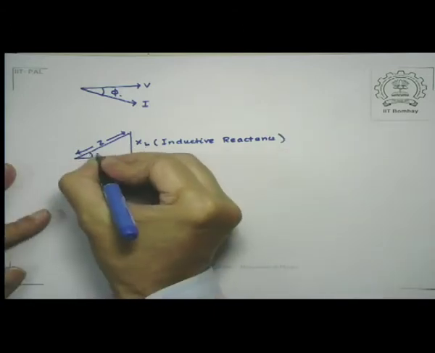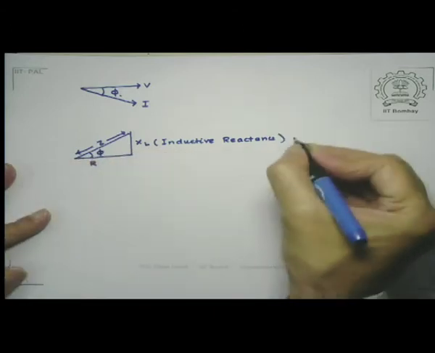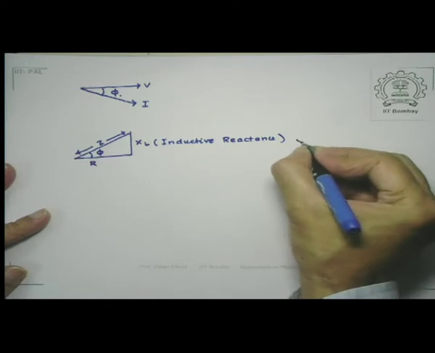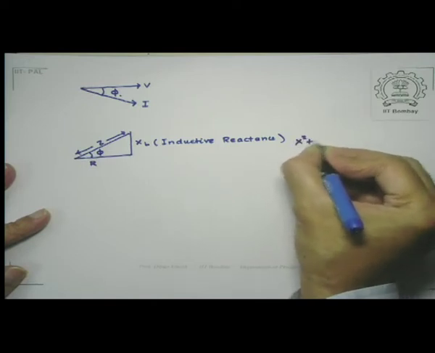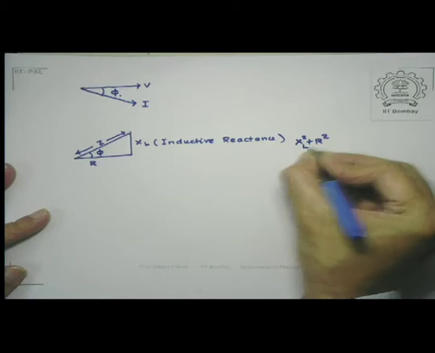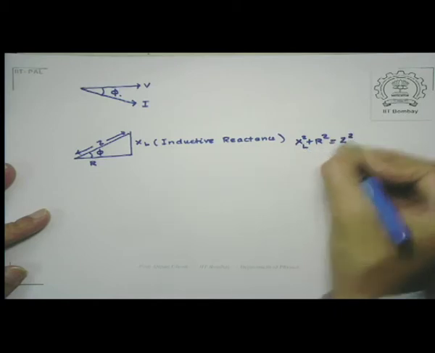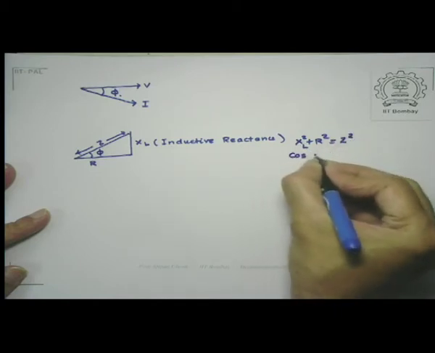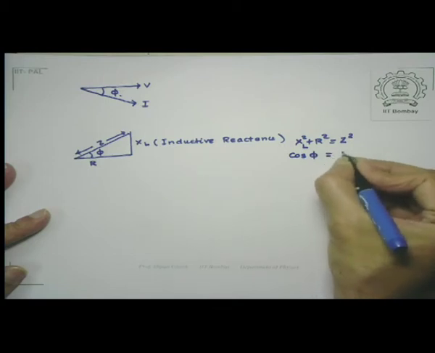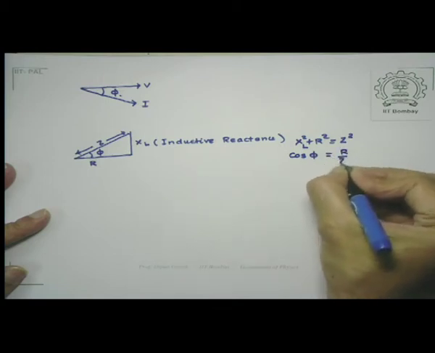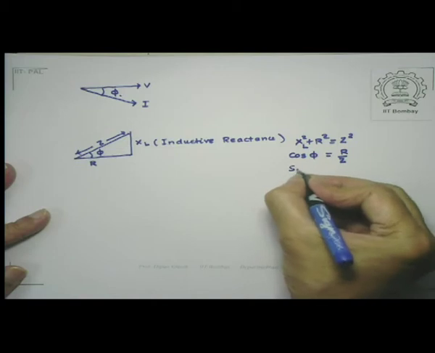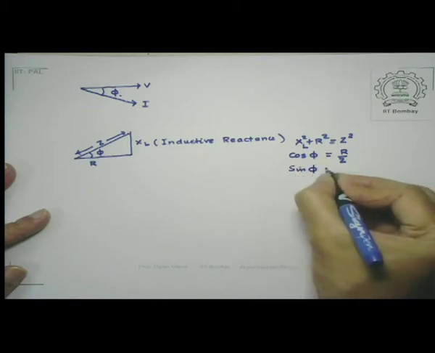And this angle is phi. So therefore, what I have here is XL square plus R square is equal to Z square. Cosine of phi is R by Z. Sine of phi is equal to X by Z.